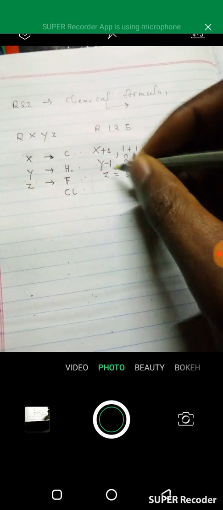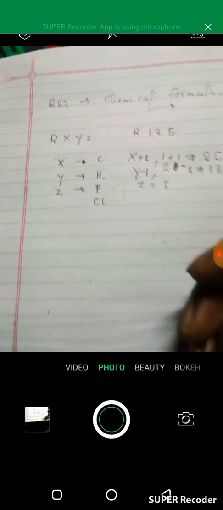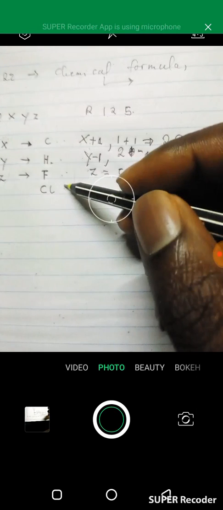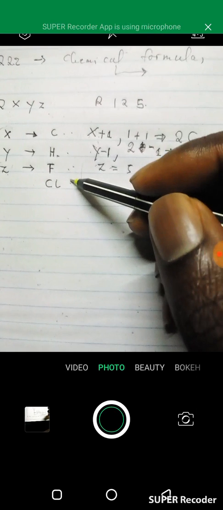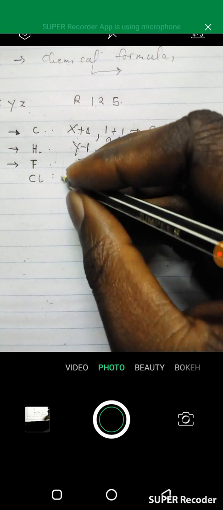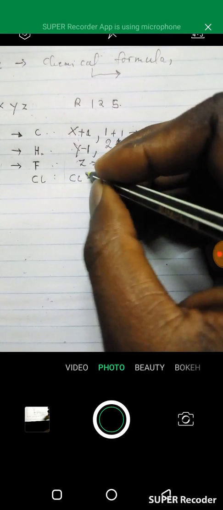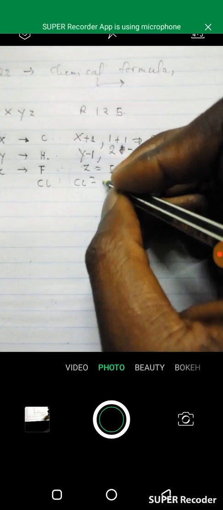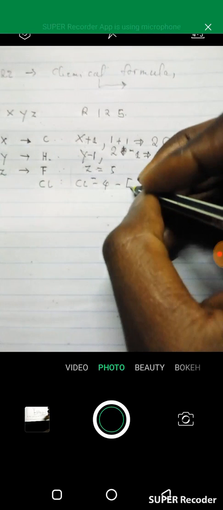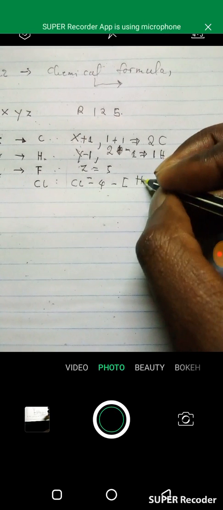So anyway, as I was saying, from here, it's now a matter of determining what chlorine is. The way you determine chlorine is you say the number of chlorine atoms, Cl, is given by 4 minus the sum of your hydrogen atoms and your fluorine atoms. In other words, you add these two.